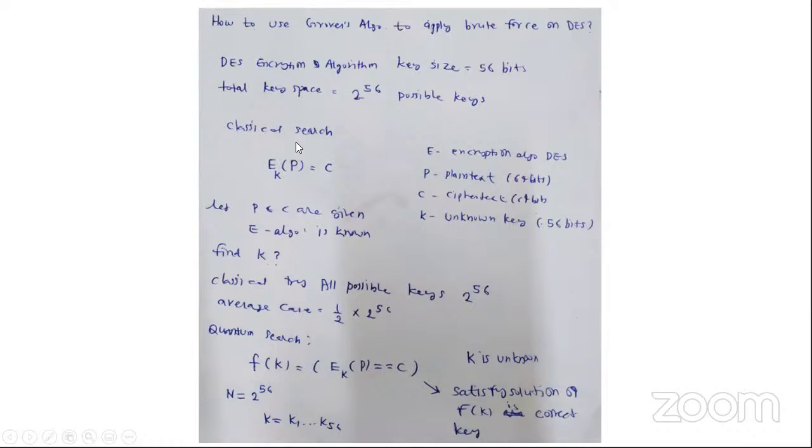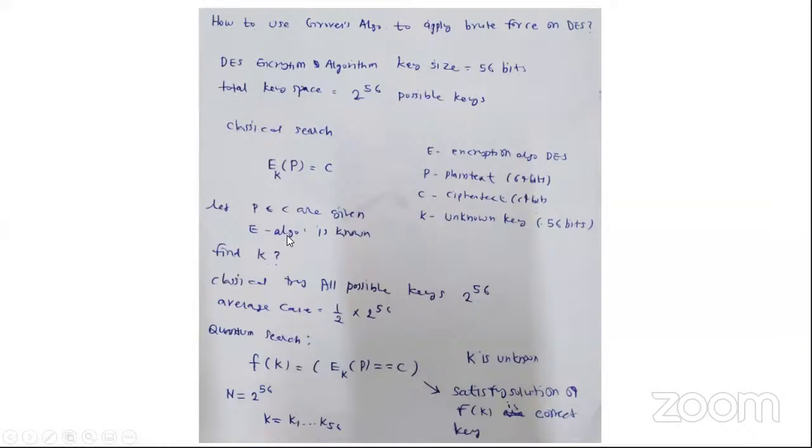If we want to do this on a classical computer, what will we be doing? Suppose this is the plaintext P, and the encryption algorithm is DES. We apply this encryption algorithm E to the plaintext using the key K, and we get ciphertext C. The adversary doesn't know K, although he knows E, P, and C. So the security lies only with the key. The key is unknown, and we have E, P, and C and want to determine the key.